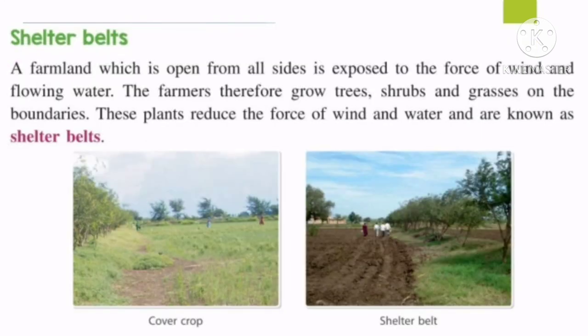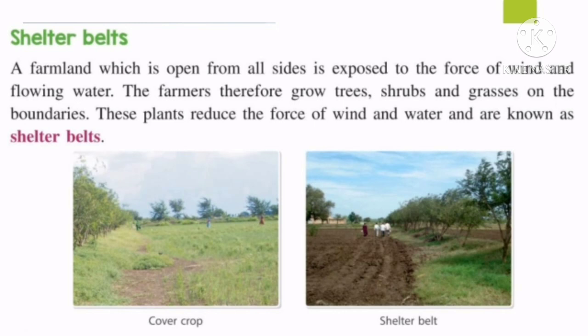The next thing is shelter belts. A farmland which is open from all sides is exposed to the force of wind and flowing water. The farmers therefore grow trees, shrubs and grasses on the boundaries. These plants, which reduce the force of wind and water, are known as shelter belts.